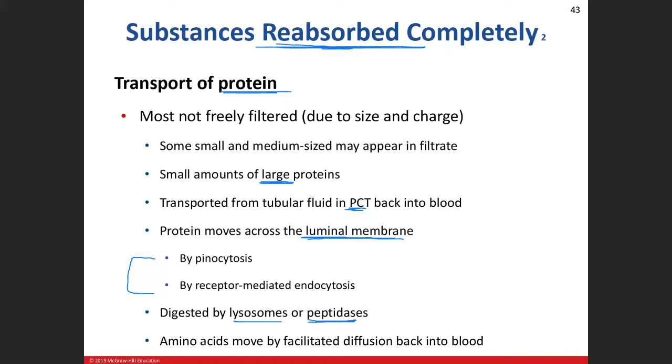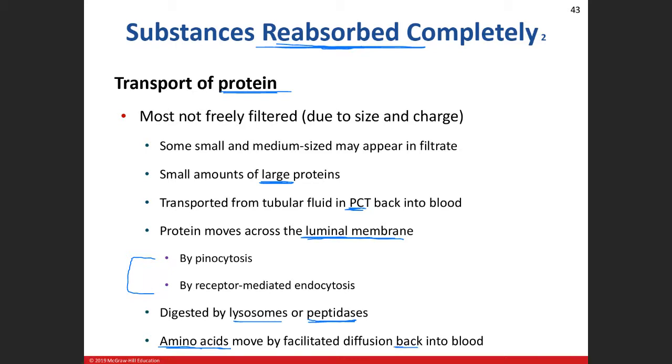Well, we remember peptidases from when we were doing chapter 26 and talking about enzymes that break down peptide bonds. That's what we're going to see here. These peptidases and these lysosomes will basically digest these proteins and break them down into those amino acids. And how nice, now we have something really small, and we can move those amino acids back into the blood through facilitated diffusion.